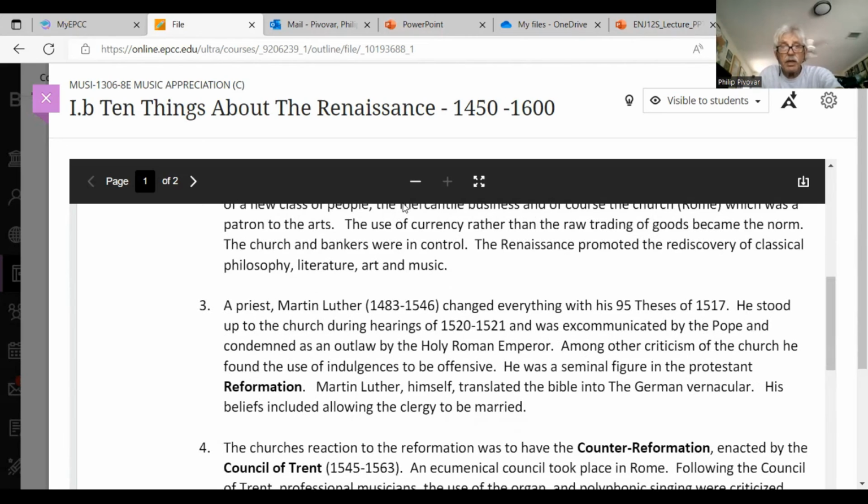A priest, Martin Luther, changed everything with his 95 Theses of 1517. He stood up to the church, and was a very important individual who stood up to the church and with words was able to protect himself.